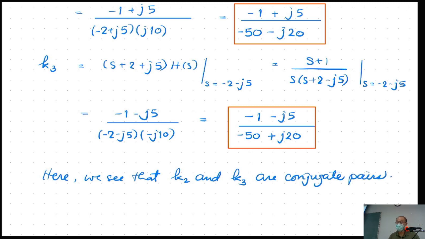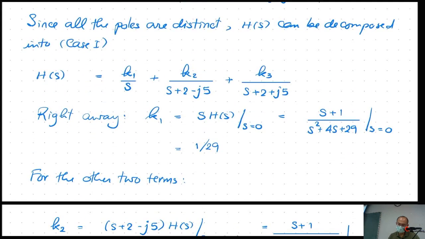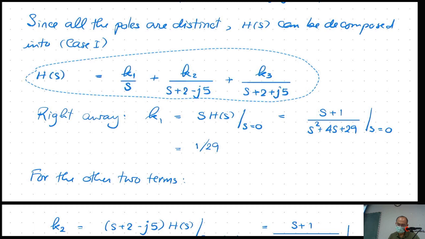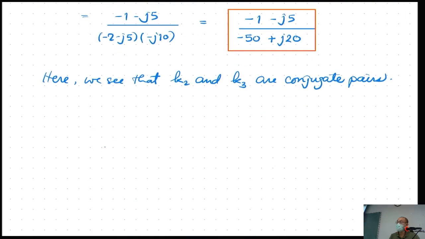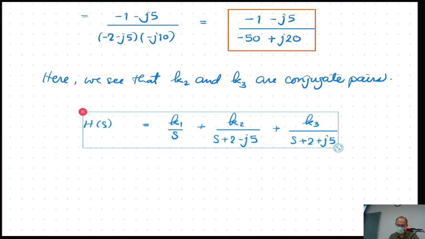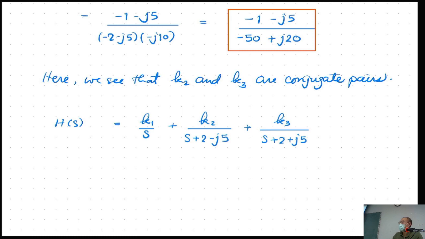Okay, so the first equation here, let me copy it down, could have been written as, bear with me for a second. Once we know that K2 and K3 are conjugate pairs, we could have written the first equation by replacing K3 with K2 conjugate, right? So K2 conjugate goes here.